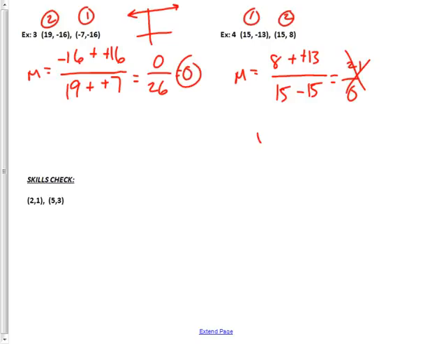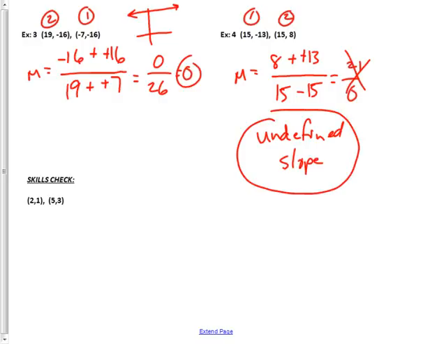So undefined slope is my answer. Okay, so this one's okay. We have 0. This one is not because we have 0 in the denominator, so we say undefined slope.